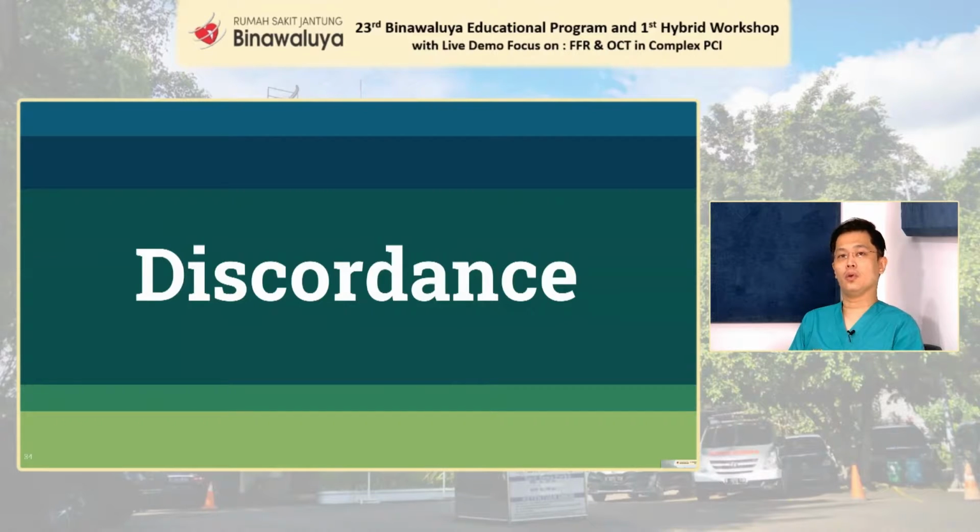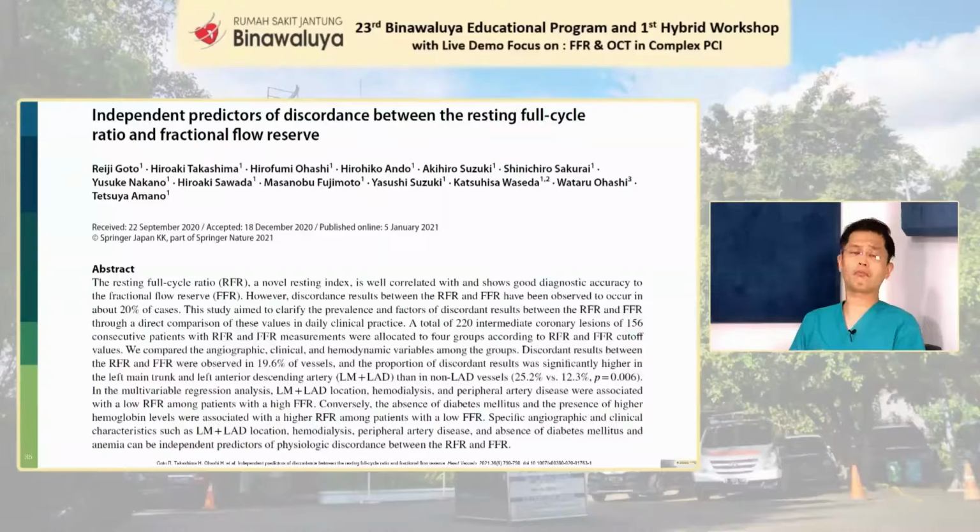Now, are we worried about discordance? The more we do non-hyperemic pressure ratios, the more we would encounter discordance. There are multiple reasons as to why this happens. First and foremost, the location, the presence of diabetes, and gender, and whether this lesion is actually focal or diffuse, the impact of kidney function.